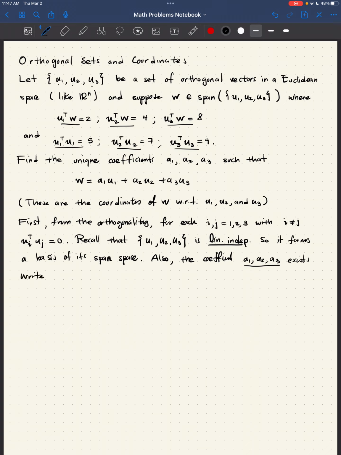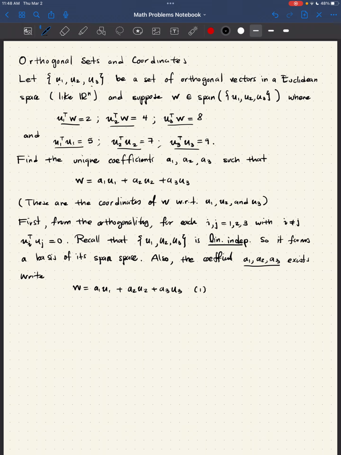Write w exactly in that fashion: a1 u1 plus a2 u2 plus a3 u3. So you would say that a1 is the coordinate of w in the direction of u1, a2 is the coordinate of w in the direction of u2, and a3 is the coordinate of w in the direction of u3. I'm going to label this equation just to make it available.